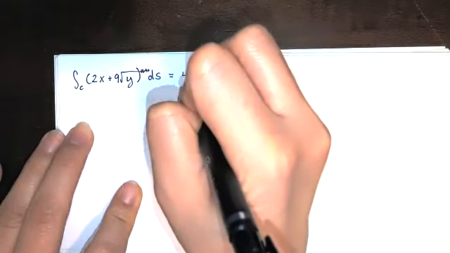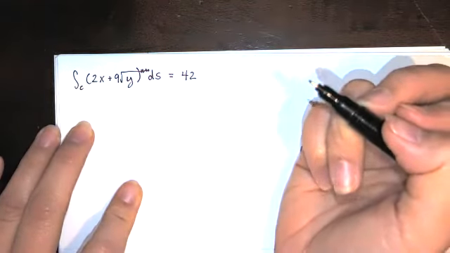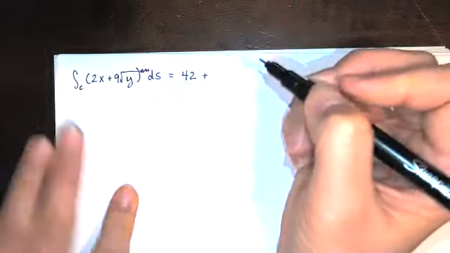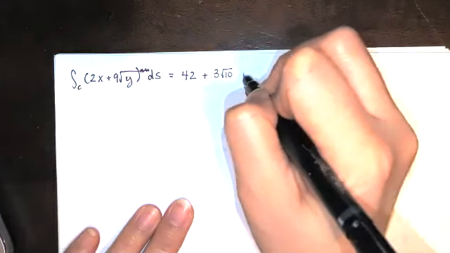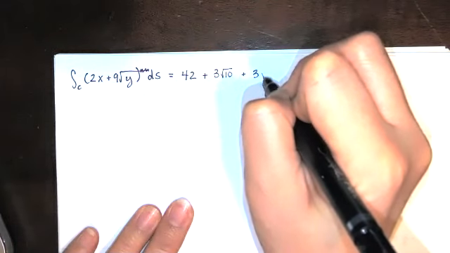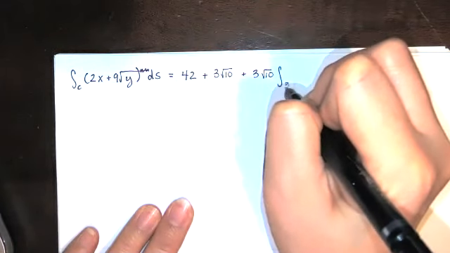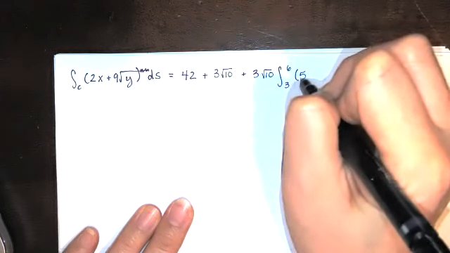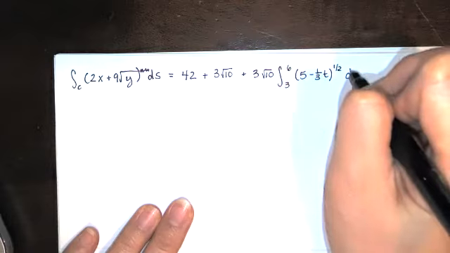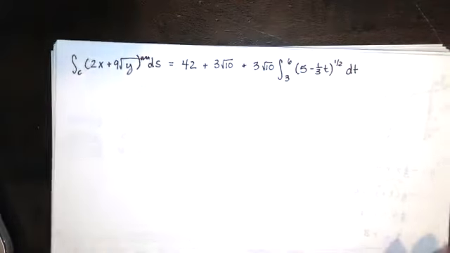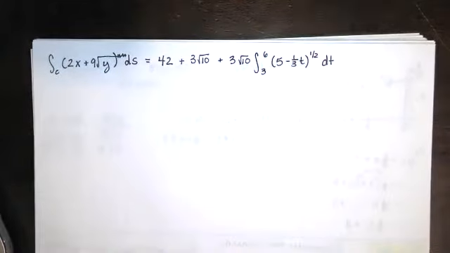The first part was 42. That was the line integral over C1. Then we've got the other piece, which turned out to be 3 times the square root of 10. And now our last piece is 3 times the square root of 10 times the integral from 3 to 6 of (5 minus 1/3 t) raised to the 1/2 power dt. Okay, so now we just want to evaluate this.